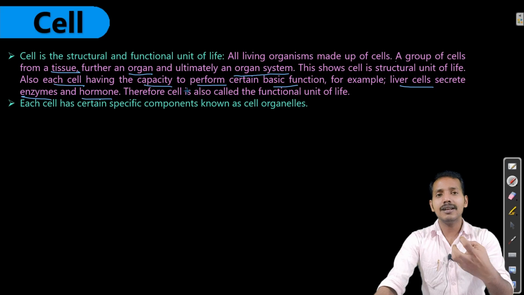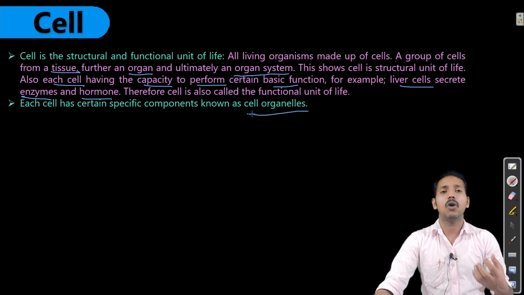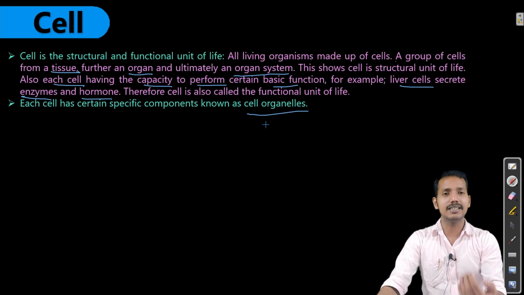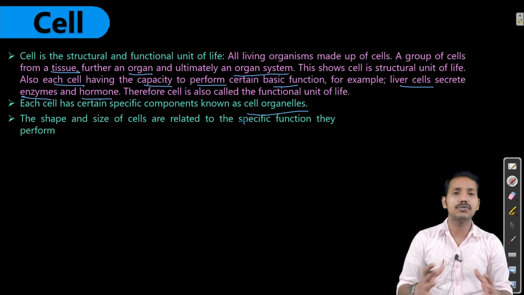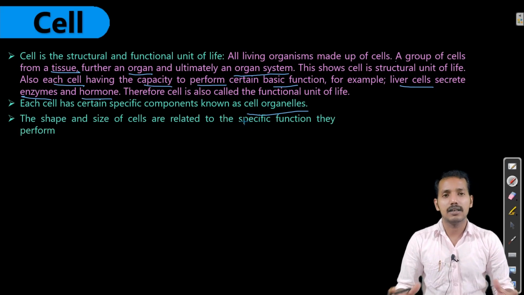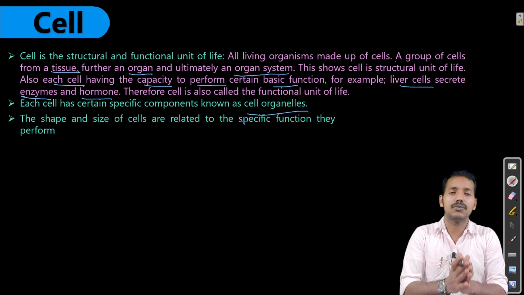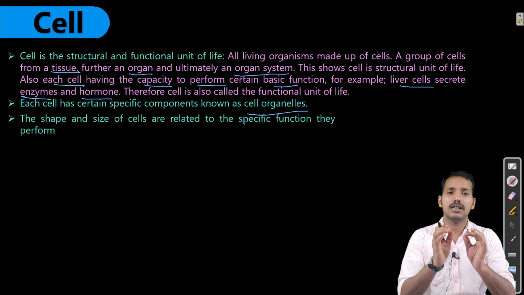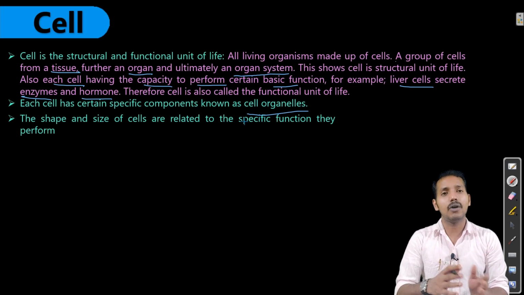Cell is not a single substance; it is composed of different components called cell organelles. We will discuss different types of cell organelles in detail later in this chapter. I told you that different cells perform different functions. Because of that, different types of cells have different size and shape. It depends on the function they perform. It doesn't depend on the size and shape of the organism.